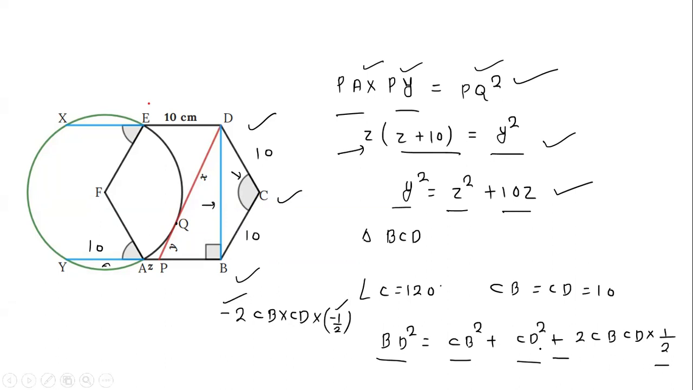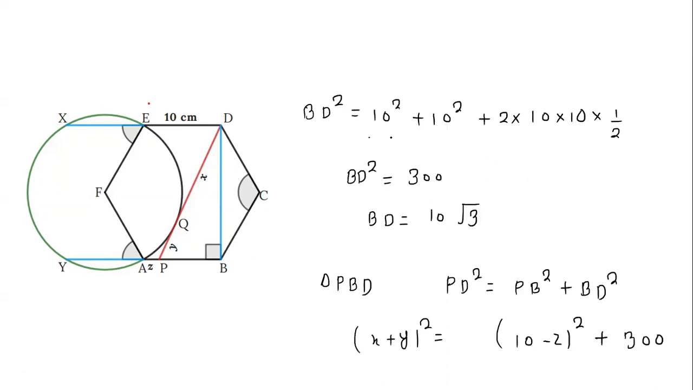So this is the thing. Now you can put different values. This is the 10 square, and this will come like this. So after simplifying, it will come like 300. Both this length is 10 and this length is also 10, and this is 120 degrees. So BD will come out as 10 root 3 centimeter. So now we know this blue line length, which is 10 root 3 centimeter.